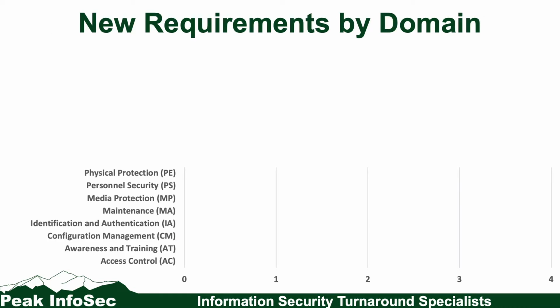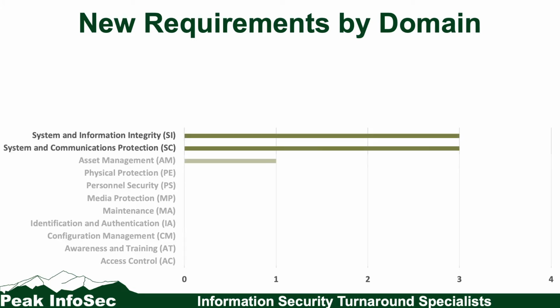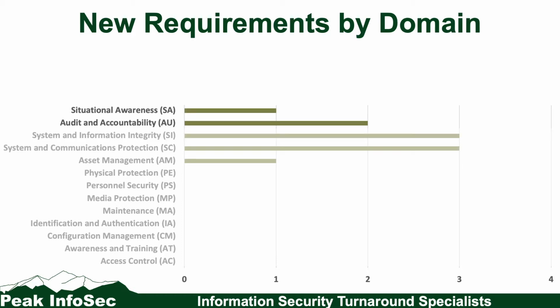When we look at all the 17 domains, we can immediately see that there's 8 domains that have no requirement changes to them. The first one we'll see is asset management. Then after that, we start to see other technical requirements around the system and information integrity and system and communications protection families. The last ones we see are really around situational awareness and audit and accountability. These requirements are really driving us to look at full-blown SIEM capabilities. We'll get into more of that later on. This is what we're going to cover today in part 1.